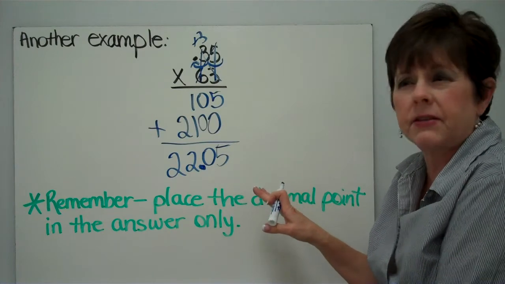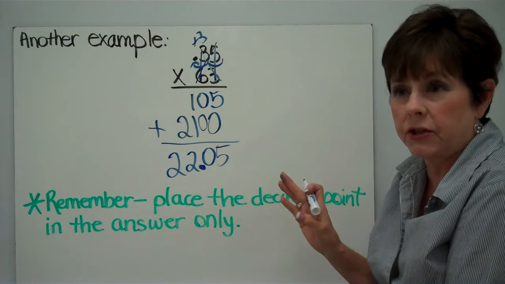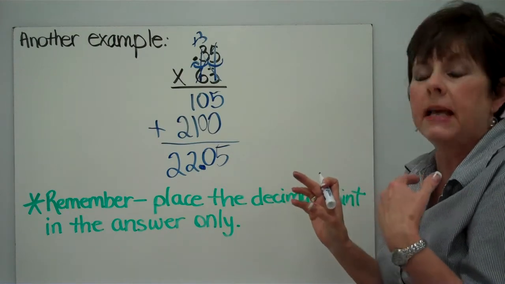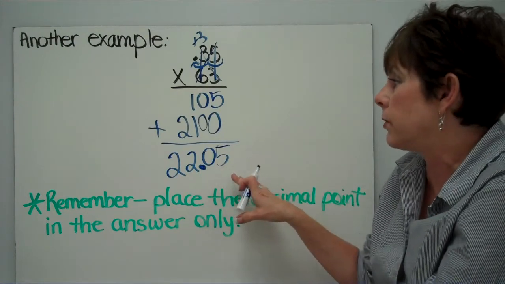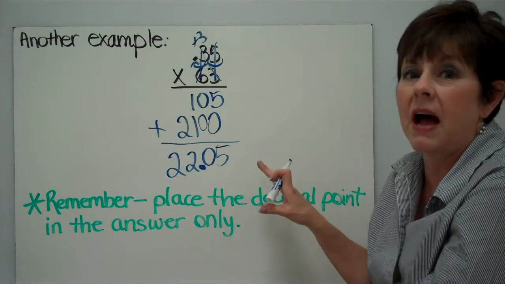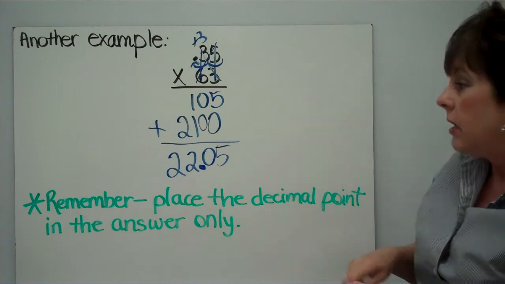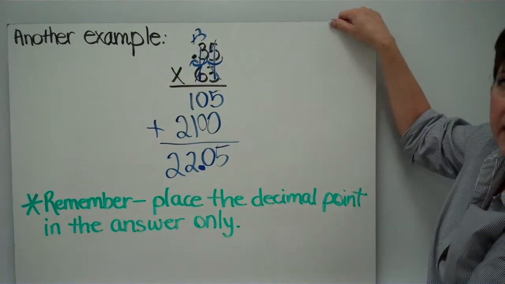And you might be thinking, does it really matter where I put the decimal point? Think of the Walmart cashier. Does it really matter what she typed in there in her cash register? Yes, it does. It makes the difference between 220 and 5/10ths and 22 and 5/100ths. Makes a big difference. All right? Don't forget the decimal point. You only put it in the answer.